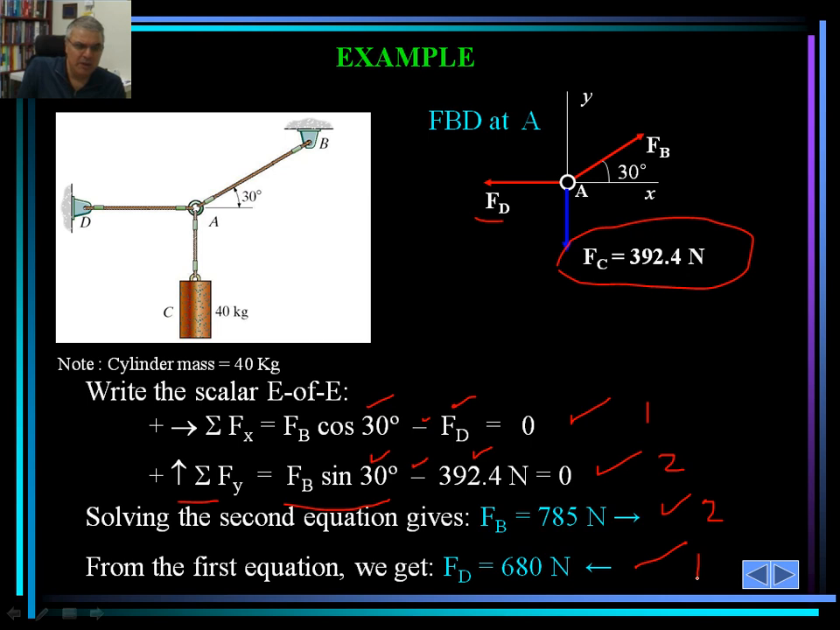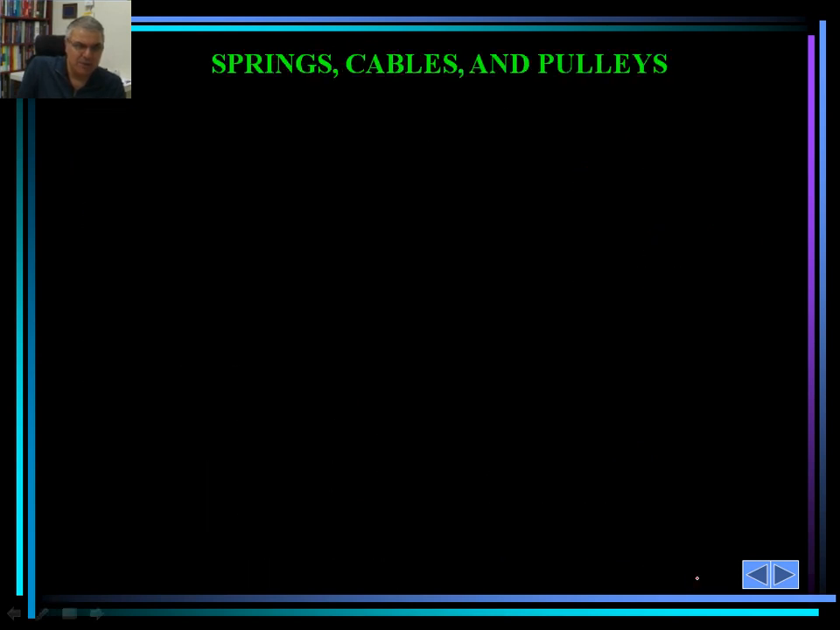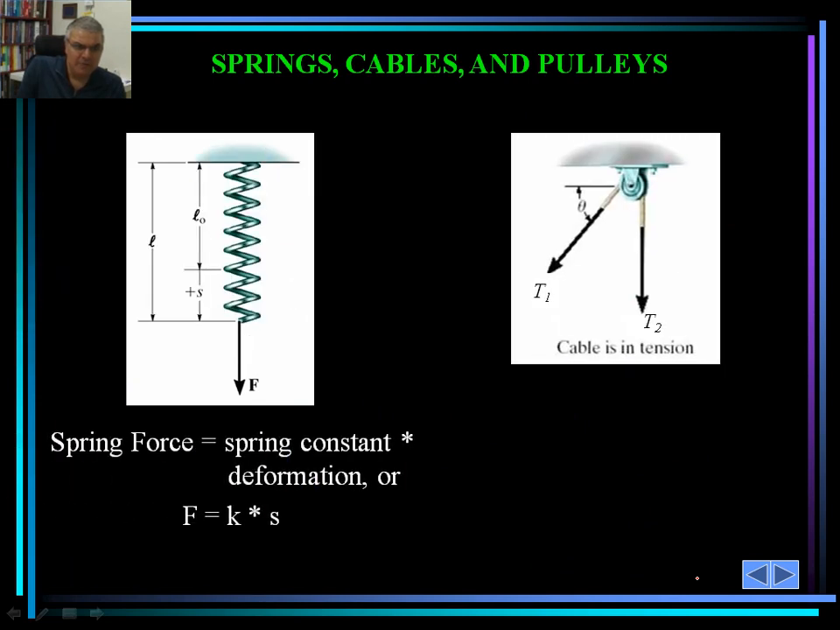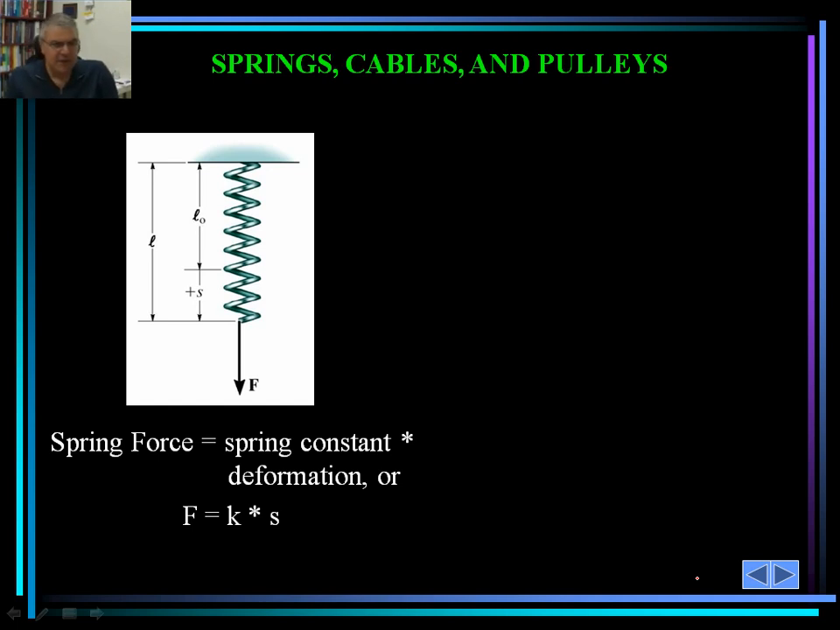So this should be pretty straightforward: setting up the summation of forces in the x and setting it to 0, taking the summation of forces in the y and setting that to 0. What about the cases of springs, cables, and pulleys? Let's take a look at the spring example first.